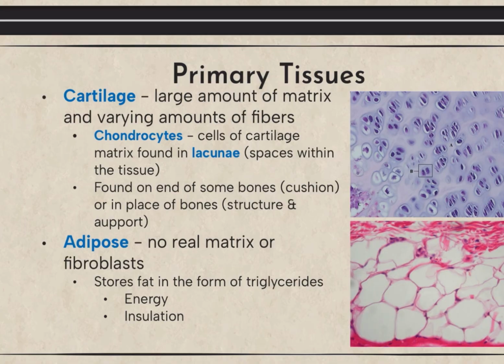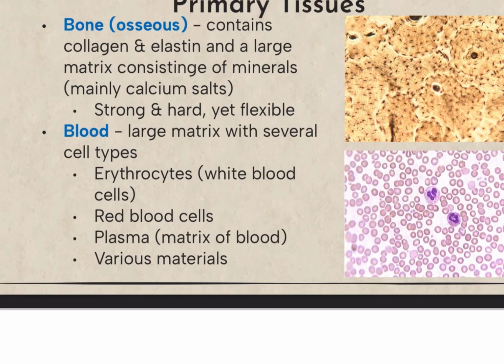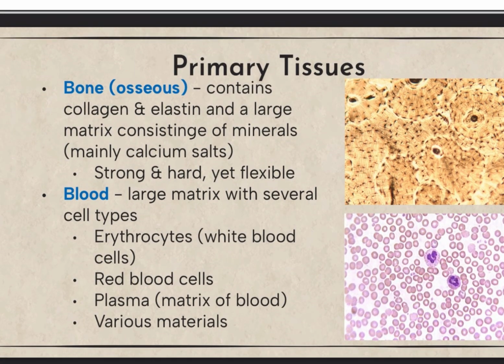Next, we have our adipose. Adipose has no real matrix or fibroblast. It simply stores fat in the form of triglycerides, so it's used for our energy and insulation. Bones. Bones are actually considered tissue. They contain large amounts of collagen and elastin, as well as a large matrix that consists of minerals, like calcium salts. They're strong, hard, but they're also flexible, which is why we consider them tissues.